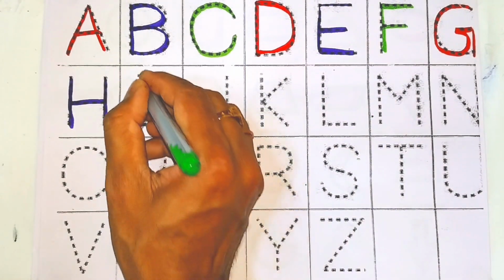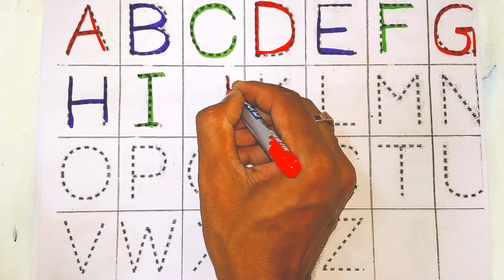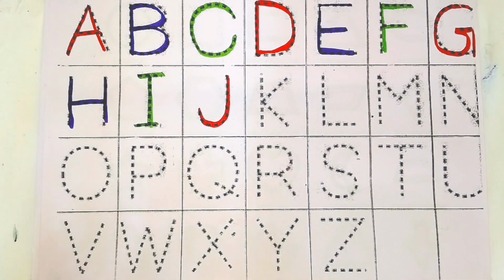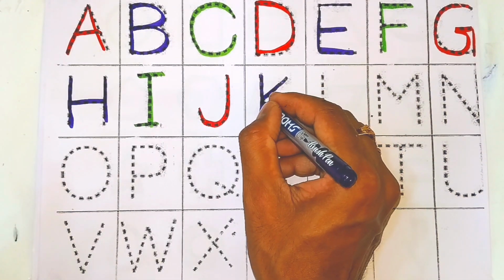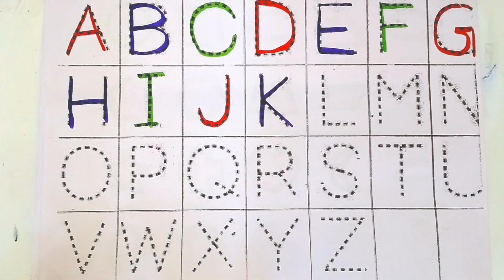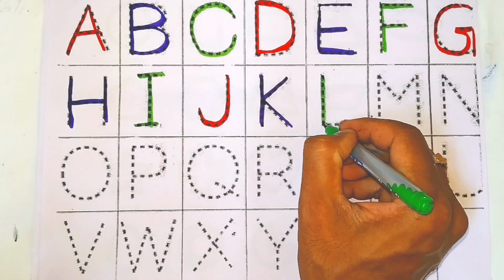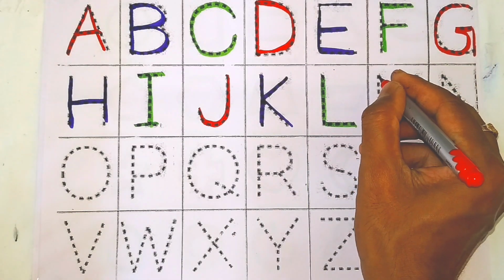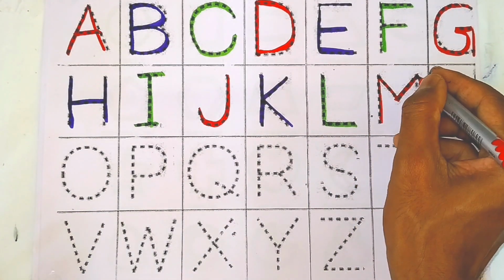I for ice cream, I for ink. J for jackal, J for juice. K for kangaroo, K for kite. L for lotus, L for lion. M for monkey, M for mat.